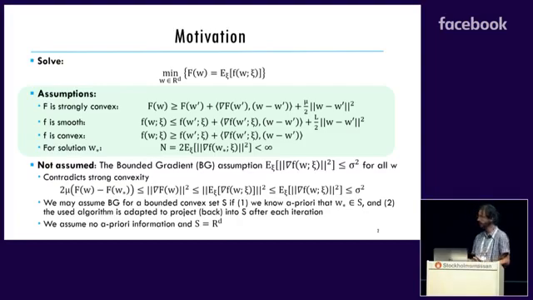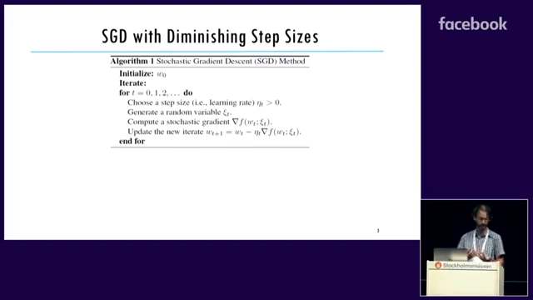Of course, we may assume that the bounded gradient assumption holds in a convex set S, but we can only use this if we know a priori that W star is in S and our algorithm is adapted to project back into S after each iteration step. So our analysis does not need to assume any bounded gradient assumption, and we just take S to be the whole space. For stochastic gradient descent with diminishing step sizes, in every single iteration we choose one step size, select a random component function corresponding to the random variable psi t, compute a stochastic gradient, and then compute a new iterate.